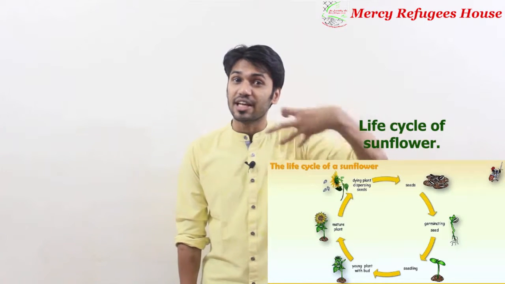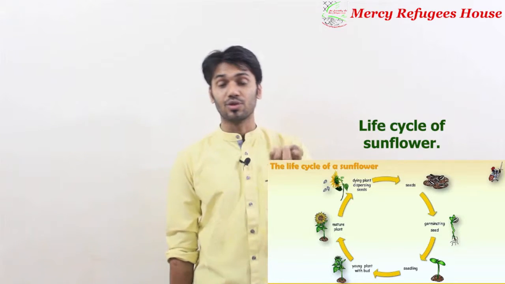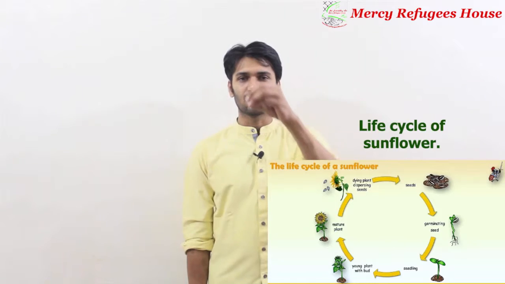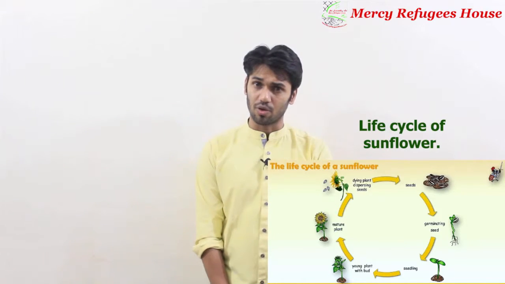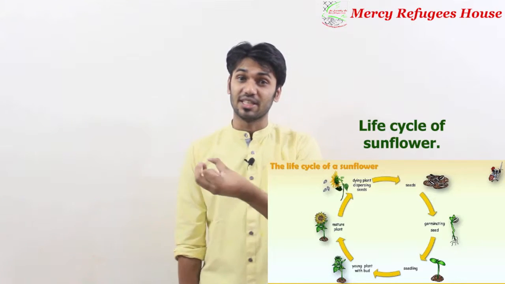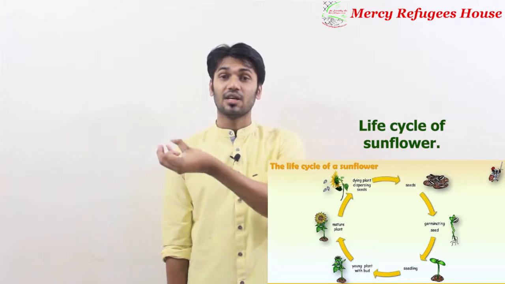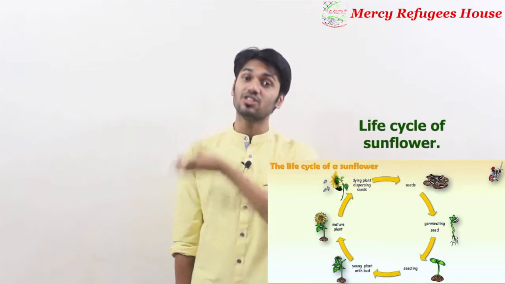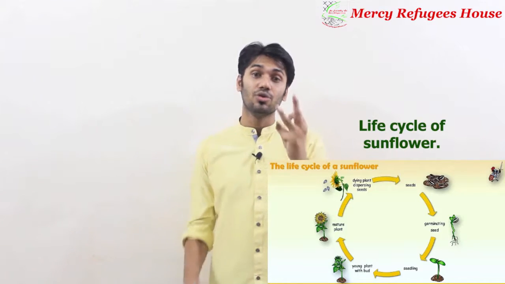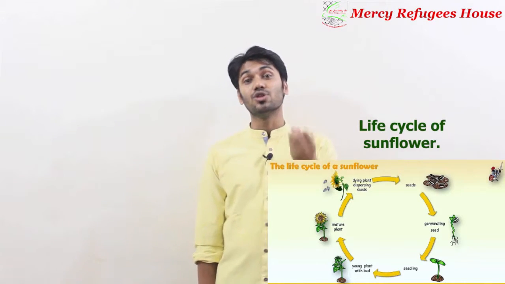Should I recap it? Let me just recap the whole story in a summary. Look at this. First we put the seeds on the soil and we get the germinating seeds. Yes, we get the germinating seeds, and from the germinating seeds we get the seedlings. The seedlings have two leaves, remember.